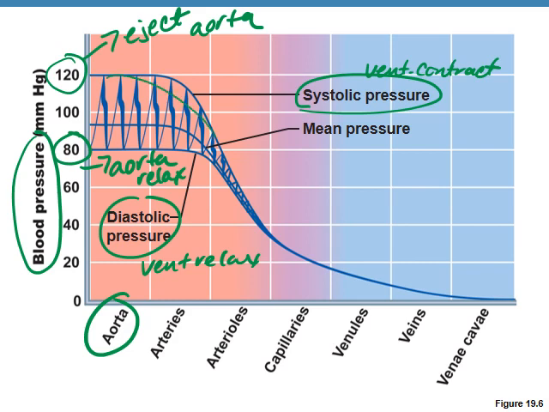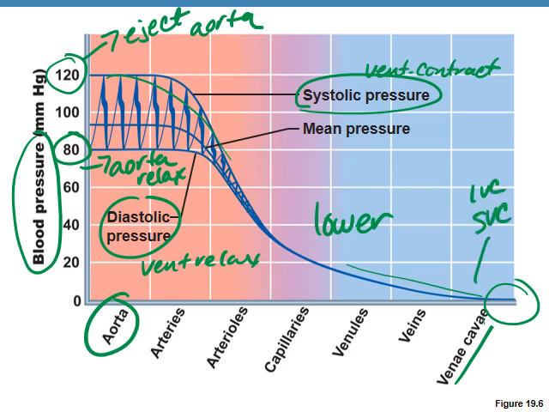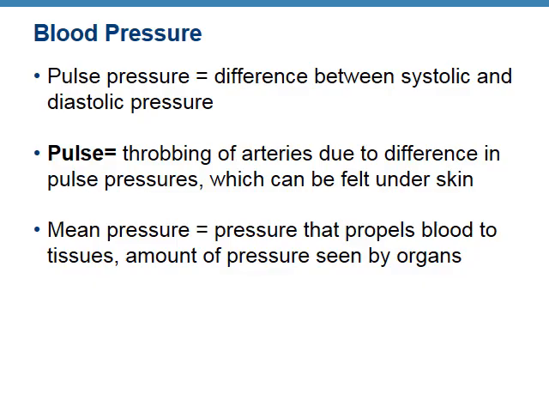And then again, you can see that those pressures will get smaller and smaller, will continue to be lowered until we reach the vena cava. Remember, this is the superior vena cava, inferior vena cava, and these are going directly to the heart. We do not want blood coming back to the heart at full speed. We want it trickling back. If not, you can damage the heart.